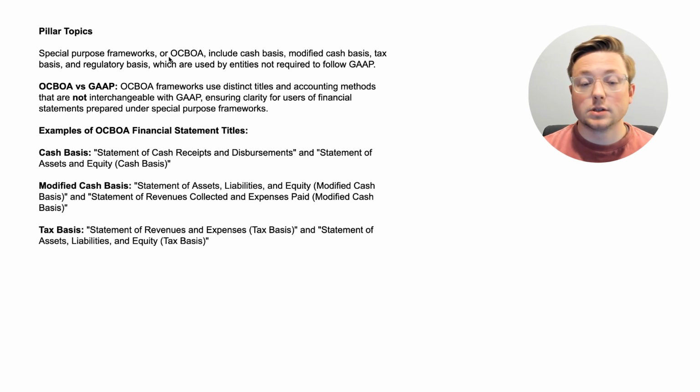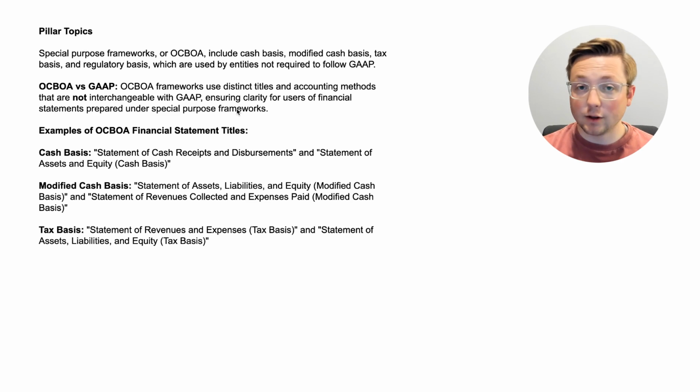Special purpose frameworks, or OCBOA, include cash basis, modified cash basis, tax basis, and regulatory basis, and it could also include contractual basis. But again, regulatory basis, contractual basis, those are not as common, which are used by entities not required to follow GAAP. So these are all not GAAP. OCBOA versus GAAP. OCBOA frameworks use distinct titles and accounting methods that are not interchangeable with GAAP, ensuring clarity for users of financial statements prepared under special purpose frameworks.